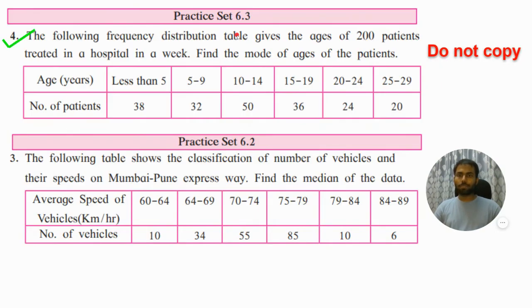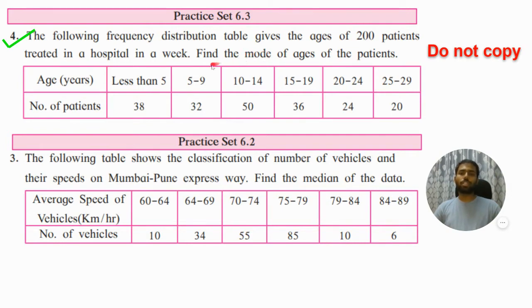What are they asking? They are asking the following frequency distribution table gives the ages of 200 patients treated in a hospital in a week. Okay, एक hospital है, उसमें 200 patients को treat किया गया था एक हफ्ते में. Find the mode of ages of the patients. उन patients का जो age है उसका mode निकालना.